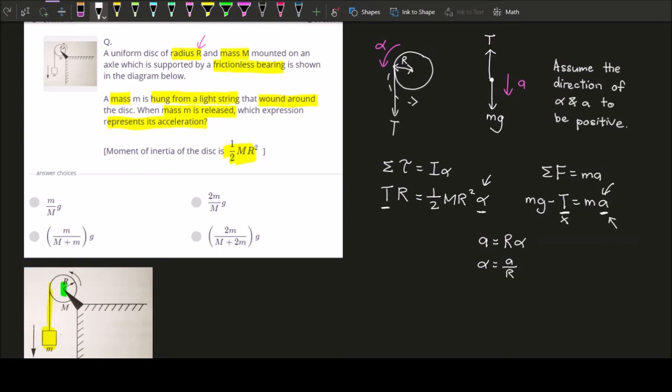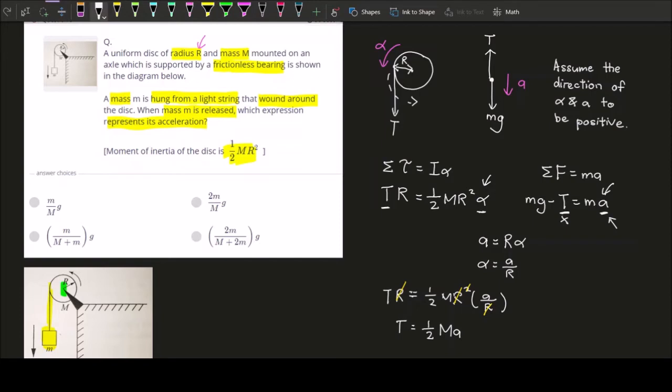With that said, you can modify the equation to be half MR squared times A over R. Okay, so what we can do here is remove a few things. The R here and the R can be removed, the R here and the R can be removed. So you are left with the equation T equals half capital M A.